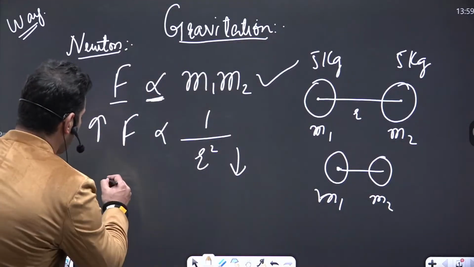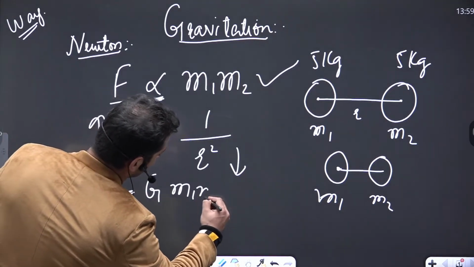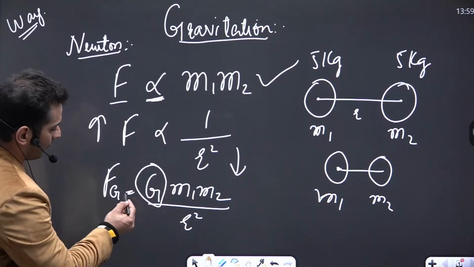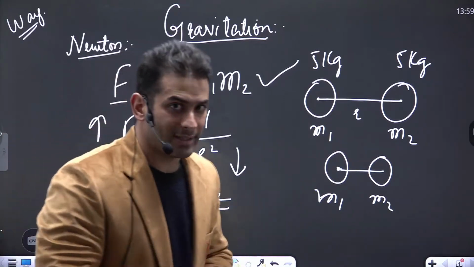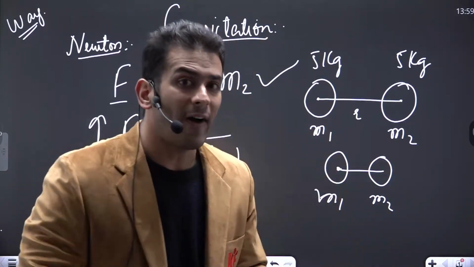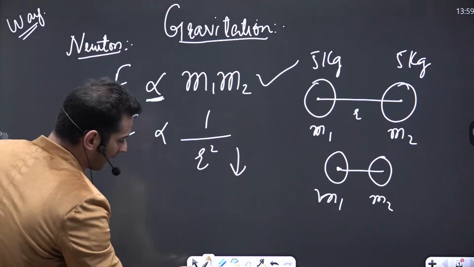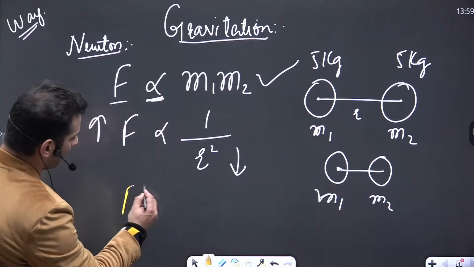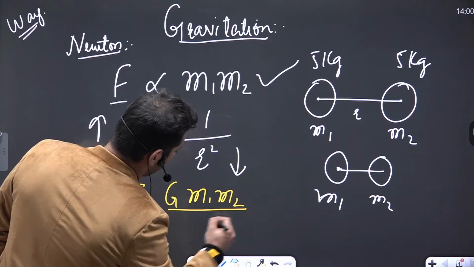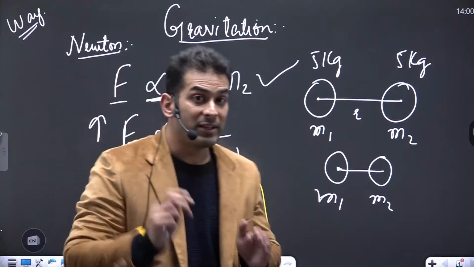Beta, this gravitational force is equal to G m1 m2 by r square. You have put a constant here for the equality. You introduced a constant, and this constant has some value, which I will elaborate on further. So you finally concluded with a formula: F, the force of attraction between two bodies, is equal to G m1 m2 by r square. This is the force of attraction between two bodies.